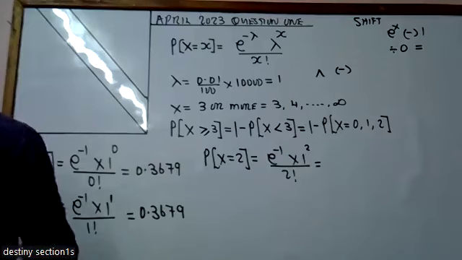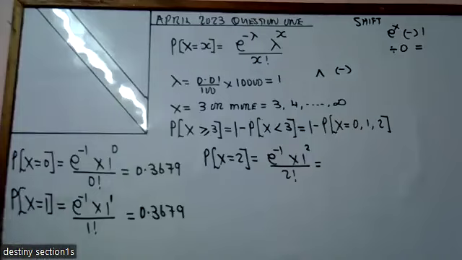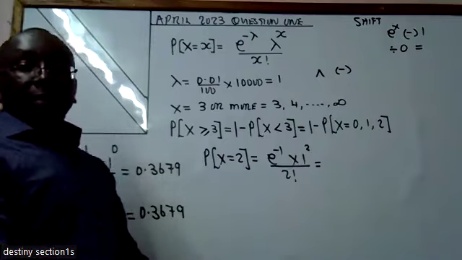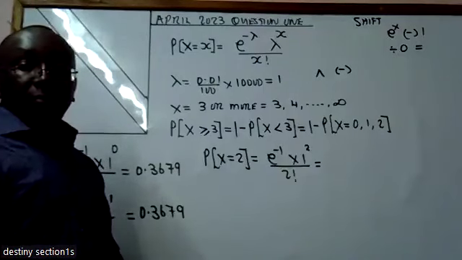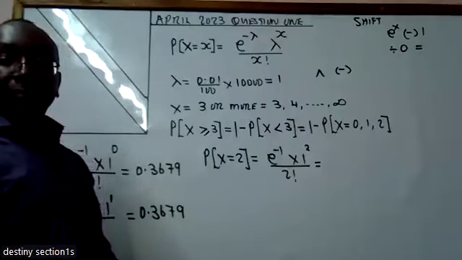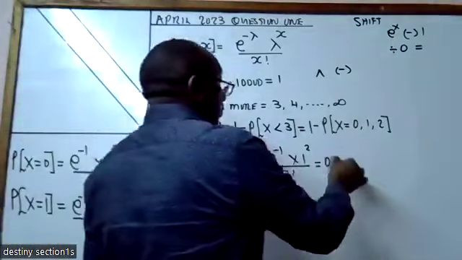The answer. Beatrice. Hey, Sam, what is the answer? Or Kevin. Or Sam has already sent 0.1839. Okay.